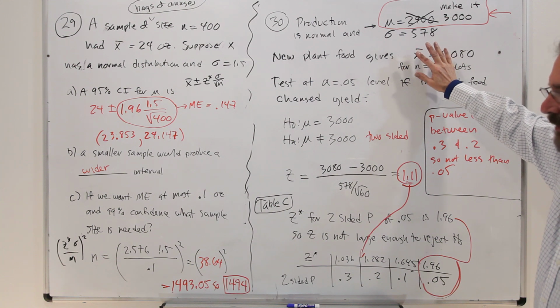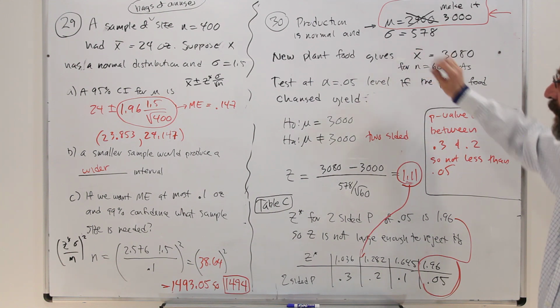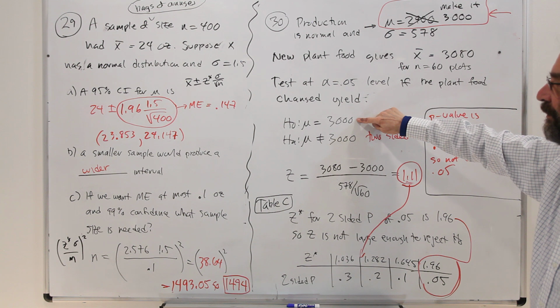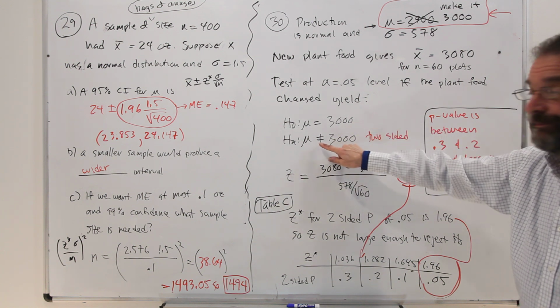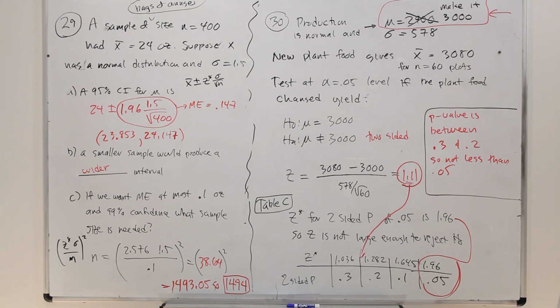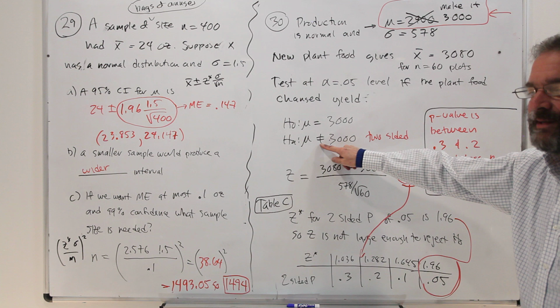You would hope it goes up, but you're just testing to see if it changed it at all. So that means the null hypothesis is mu is 3,000. The alternative for changed is not equal to. If it said we wanted to check whether the new plant food increased production, then I'd be allowed to put mu greater than 3,000. It just says change.